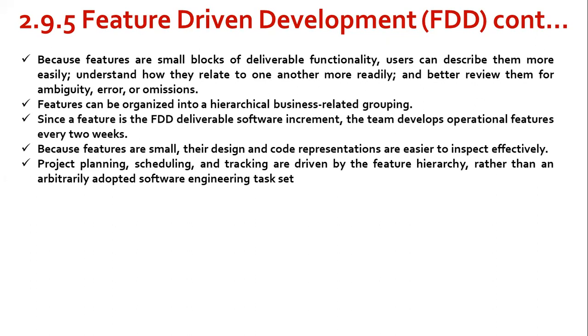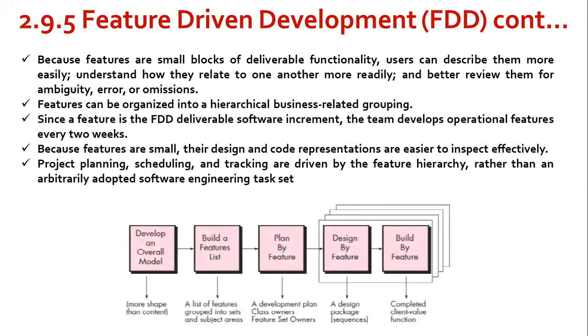Because these features are small, their design and code representations are easier to inspect effectively, and the project planning, scheduling, and tracking are driven by the feature hierarchy rather than an arbitrarily adopted software engineering task set. Coad and his colleagues suggested the following template for defining the features: action, the result, by, for, or to, an object, where an object is a person, place, or thing.